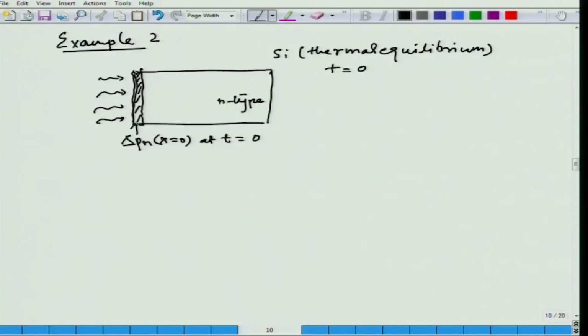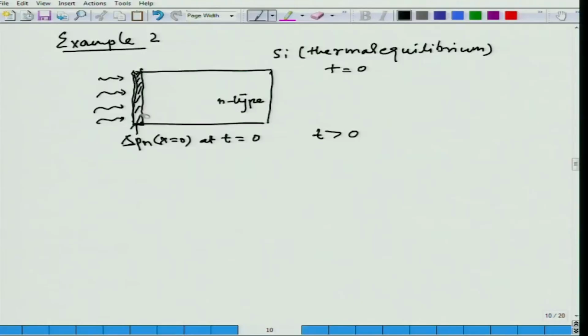So, what will happen to these carriers at time t greater than 0? This is what the question is. If I take a semiconductor and shine light on one end, there is a region up to which I will create carriers because of that. The rest of the bulk of the material does not have any carriers, and I want to figure out how the excess carriers I have generated at time t equal to 0 will diffuse into this material.